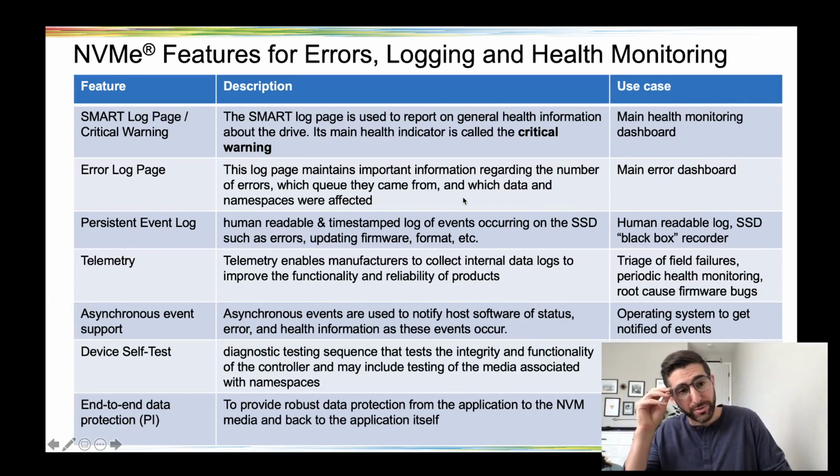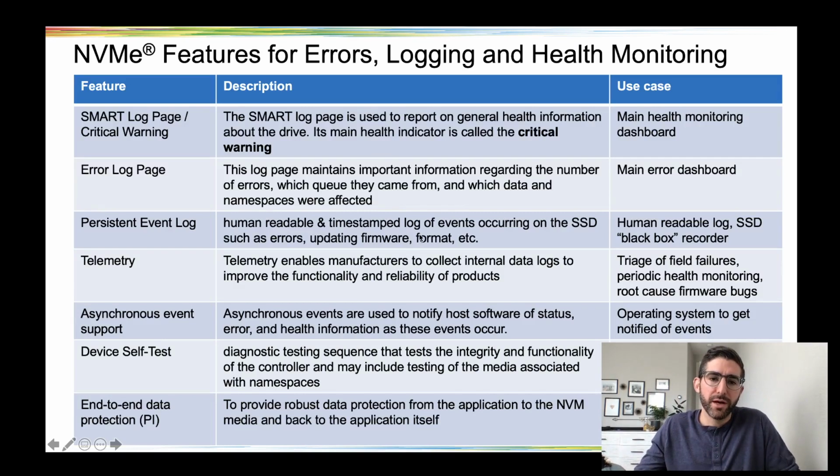The other thing is called persistent event logs. This is something new in NVMe 1.4, but it's basically a human-readable and timestamped log of events. The way I describe this to people, it's like the black box. And I'm going to go over all these features in more detail in a few slides, so don't worry. But basically, the persistent event log can help log when things happen.